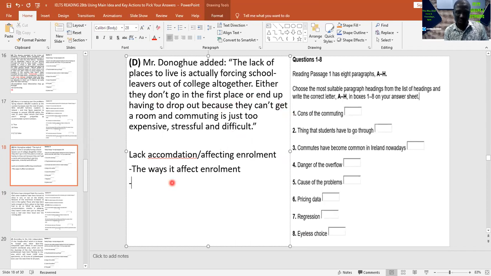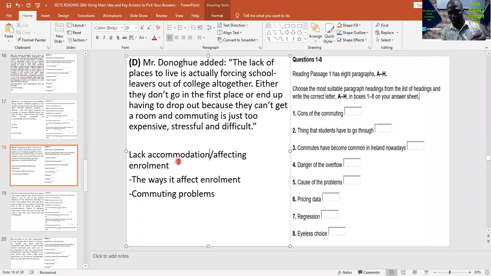Then you say commuting is just too hard. Commuting problems. The thing most of us need to know, as I told us, we are just mastering it: some questions will be directed at the main idea, some will be directed at just a subset. The other option left is cons of commuting. This one actually talked about commuting problems, if no other paragraph is carrying similar information outside this place.